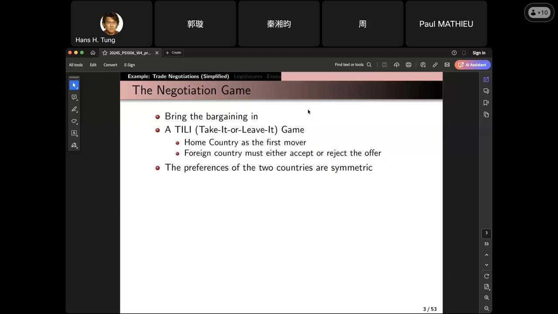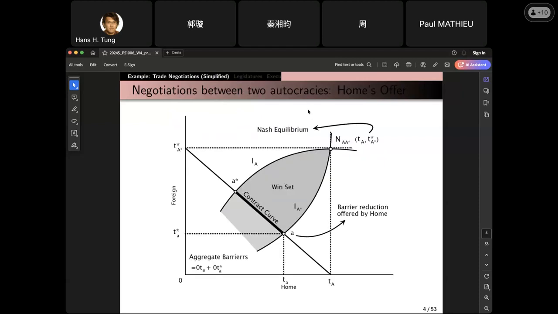So now the home country will be the first mover. The foreign country can only accept or reject the offer. So in other words, there isn't really a bargaining there, right? Sometimes bargaining, as I said, is something like you can ask a little more or a little less, but this is not. So using this, we went through the analysis last week already.